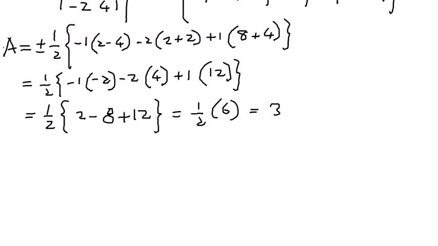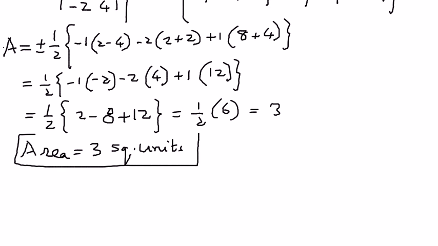And as you can see, the area is going to be a positive quantity, not a negative quantity. Therefore, we're going to disregard the negative sign in the formula plus or minus, and then just pick the value 3, and it is going to be 3 square units, whatever the units the problem takes on. So the area here is 3 square units. We were able to find the area of the triangle using determinants.